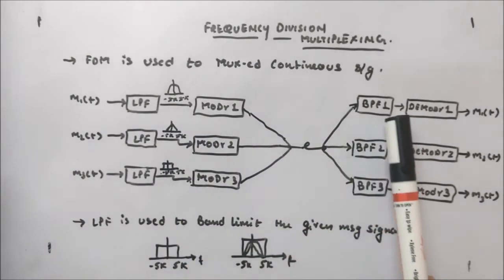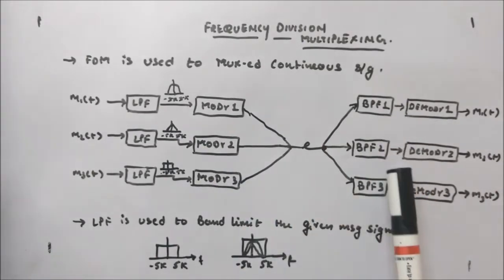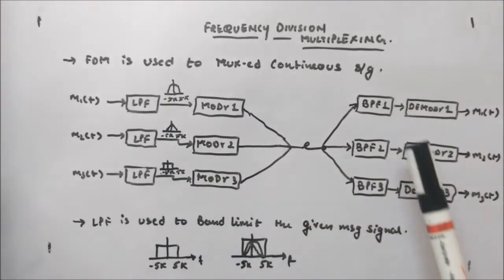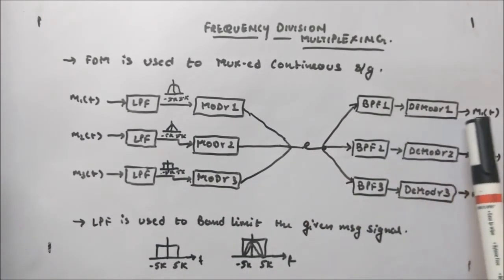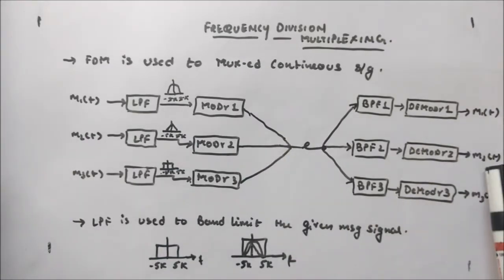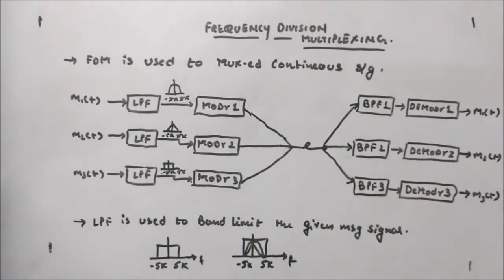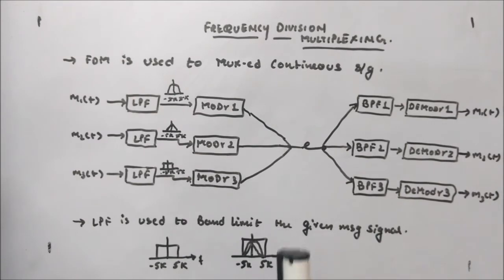Okay, so that is the role of the band pass filter. It will capture the first message signal, second message signal, third message signal. Then you apply the demodulator for first, second and third, and you will receive your original message signal back. Okay, so the point is you will send multiple signals in a channel rather than sending only one.